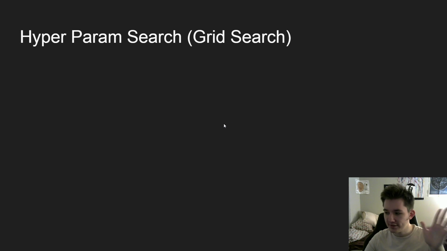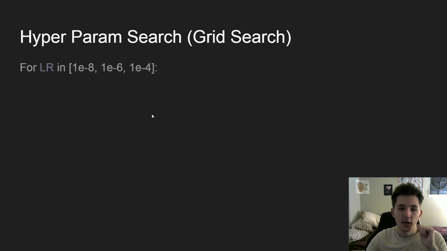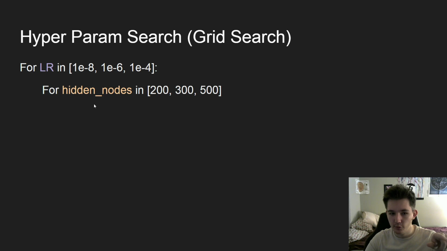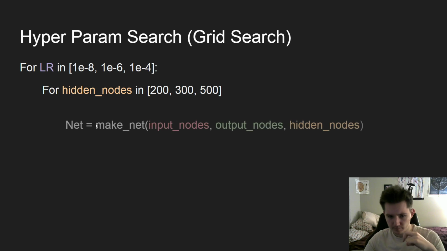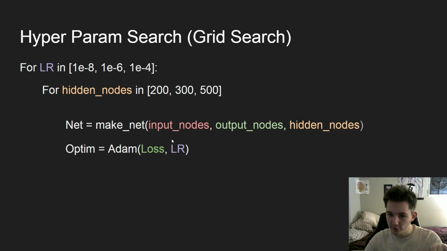This is an example of how we might run a hyperparameter search. In this case, this is a grid search, which is essentially checking different combinations of values of our hyperparameters and seeing how well it performs. Let's see how it looks. We'll have a for loop for our learning rates through different values. We'll have a for loop through our hidden node values. I'm only doing the two hyperparameters, but we could have as many as we want. With those parameters in mind, we'll make our network with these values. Then we'll do our optimizer. Again, we need our learning rate here. So our hidden nodes and our learning rate have both been used.